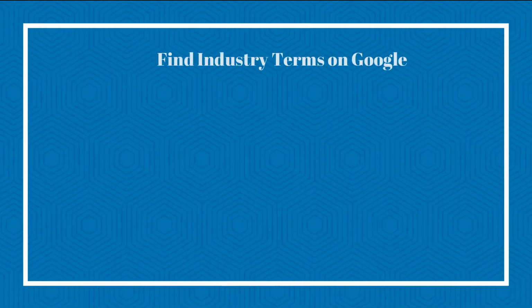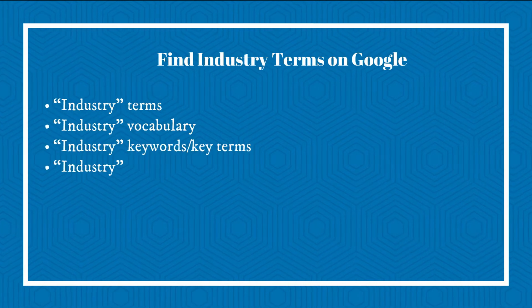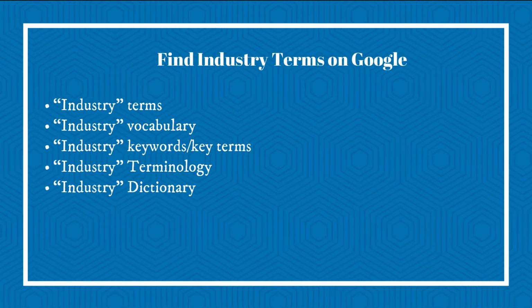Another great way to find seed keywords is with Uncle Google. There are many ways how you can use Google, and with a bit of practice, you can generate a massive list of seed keywords. The first way is to search for industry terms. To find them, you can use any of these queries, modify them and pop them into Google.